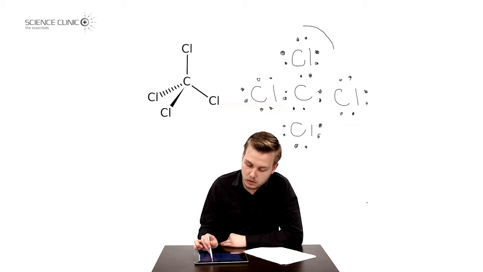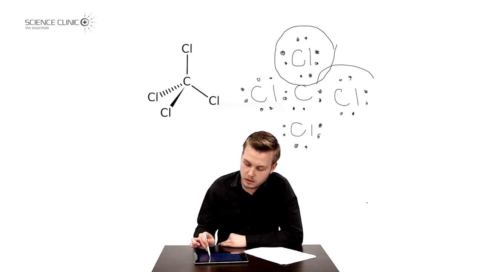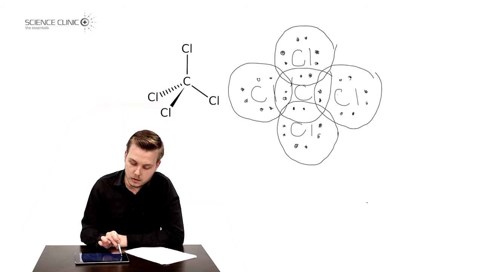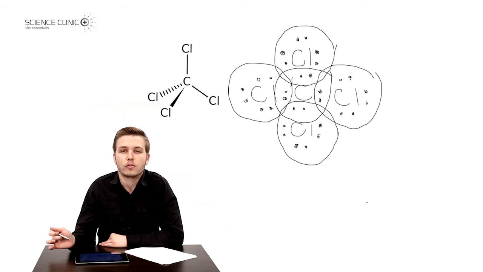And now to indicate that each one of them is surrounded by 8 electrons, I see that this chlorine has 8 electrons, 1, 2, 3, 4, 5, 6, 7, 8. The next chlorine, 8. 8 around that chlorine, 8 around that chlorine, and if I also circle the carbon, 2, 4, 6, 8. So yeah, you can see carbon 1, 2, 3, 4, 5, 6, 7, and 8. So all following the octet rule.